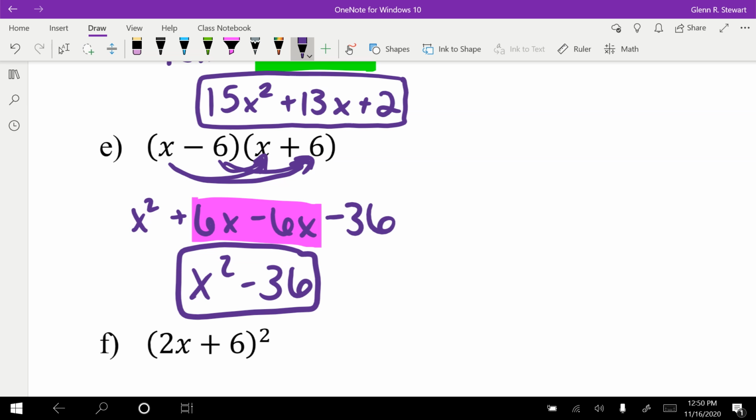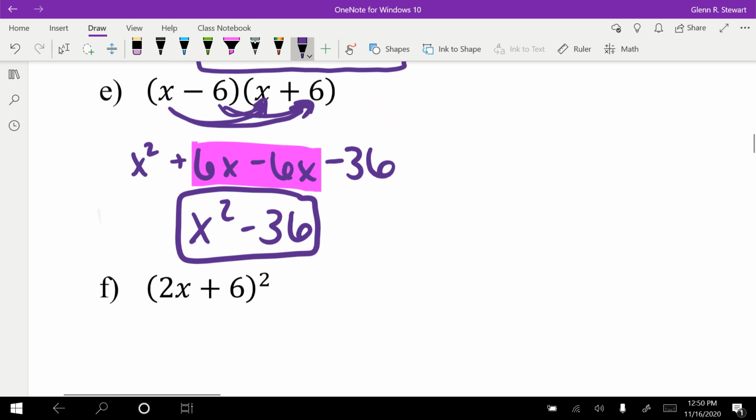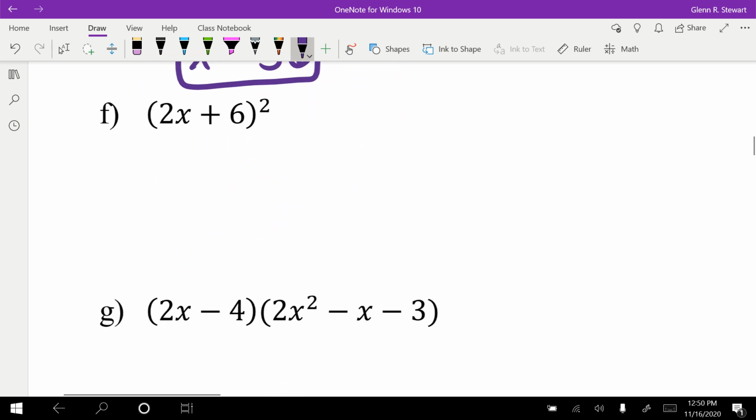Yes. That's fine as well. Yep. X squared plus negative 36 is fine too. All right. Hey, so two other problems that I do want to show you.